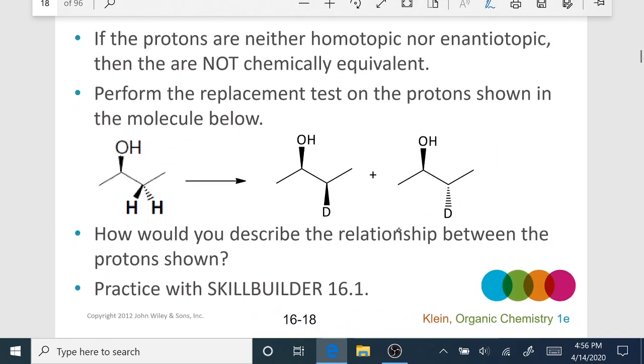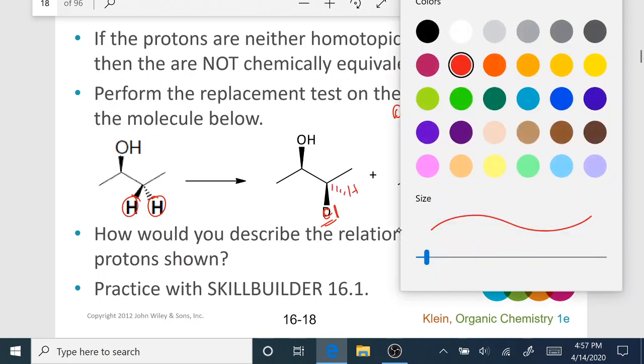So if the protons are neither homotopic nor enantiotopic, then they're not chemically equivalent, and they're going to give us different signals in NMR. In other words, if they're just completely different, or in this case, if they're diastereotopic. So in this case, we have diastereotopic hydrogens because if you replaced one of these hydrogens with something like a deuterium, you've created a chiral center, okay? Or maybe if we replace it even with a chlorine, what have we done? We've created a new chiral center because we have 4 different things attached here.